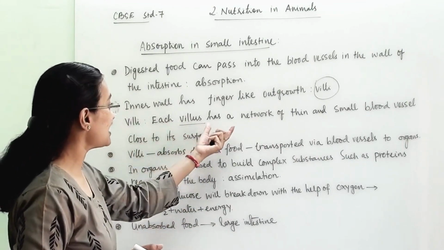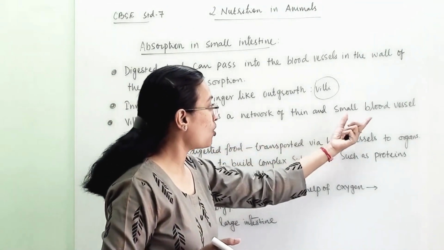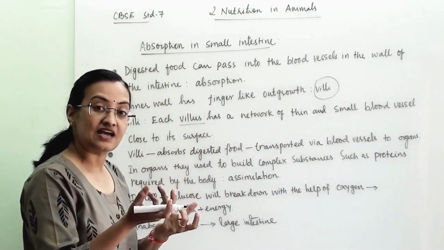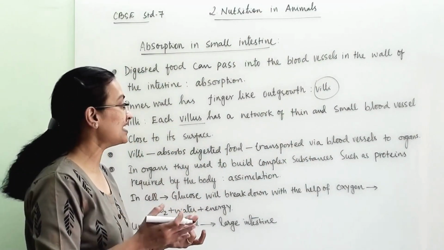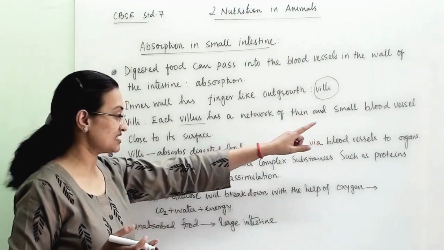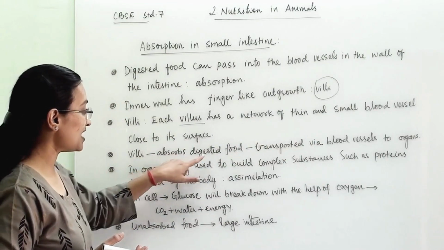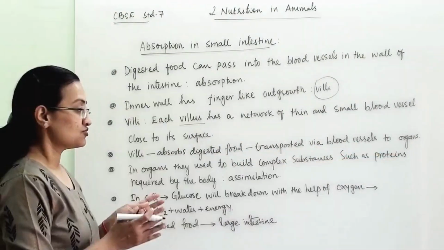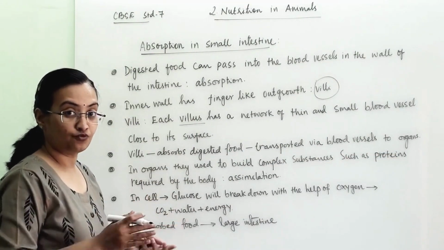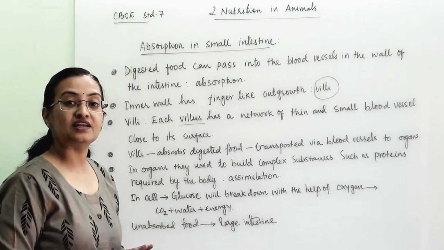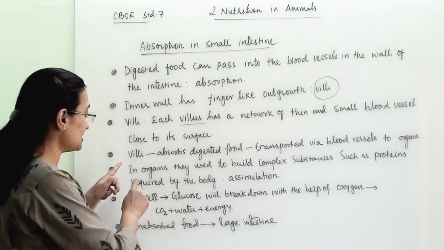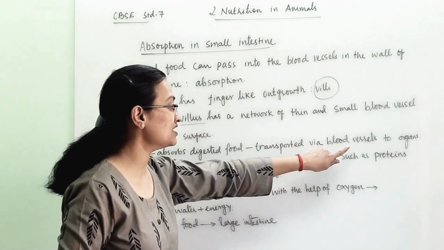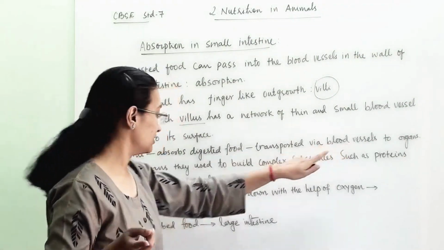So each villus has a network of thin and small blood vessels close to its surface. So from the villus, digested food will directly get absorbed into the blood vessel. Now villi will absorb digested food and transport it via blood vessel to organs. So once the food gets digested in small intestine, it will get absorbed by the villi, and from there it will get transported via blood vessel to organs.